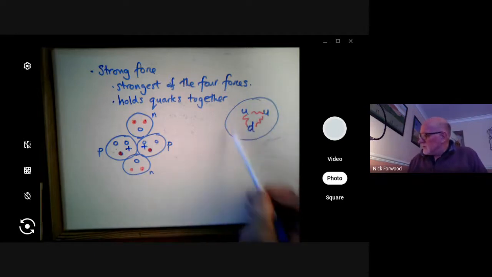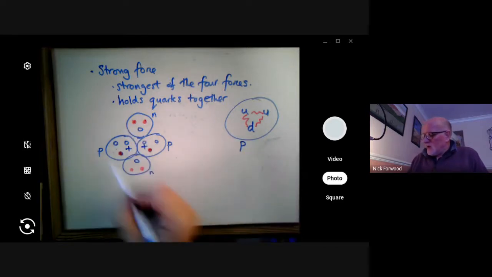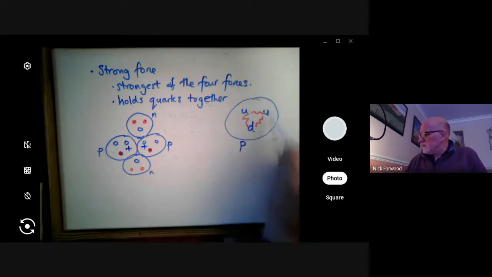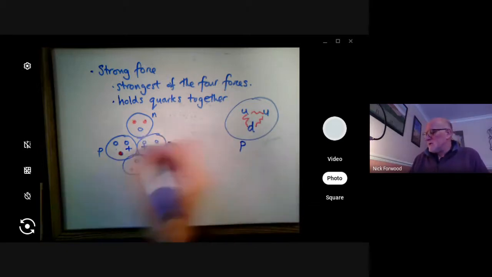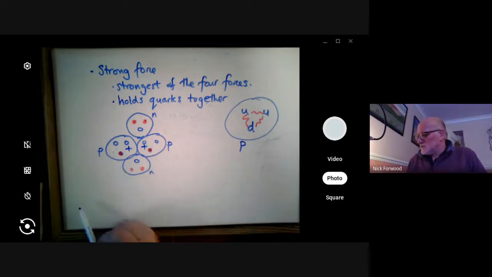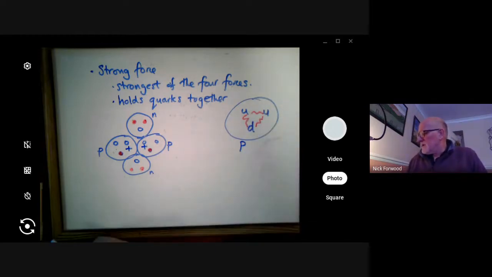One is to hold the quarks together inside a proton, and the other thing it's doing is holding all the protons and neutrons together inside the nucleus. So it's a pretty interesting force. Some of it is being used here, and some of it is being used here, and the bit that's being used here is called the residual strong force, because we start off at the fundamental level with quarks being held together, and there is some strong force left over, called the residual strong force, that holds each of the protons and neutrons together inside the nucleus.